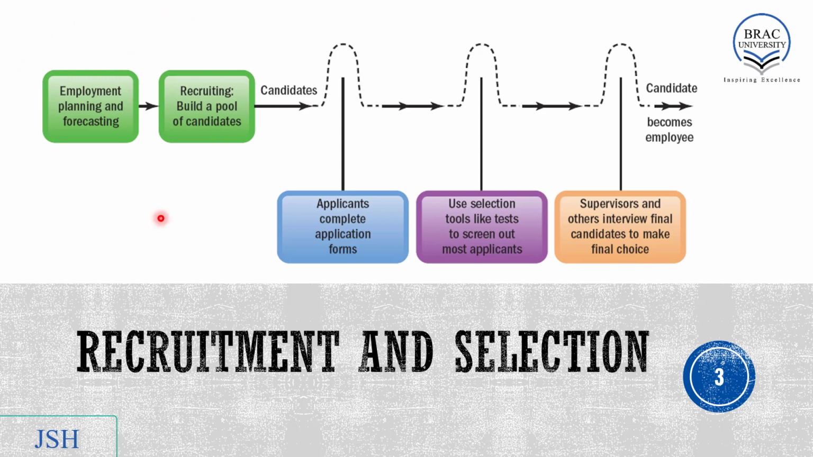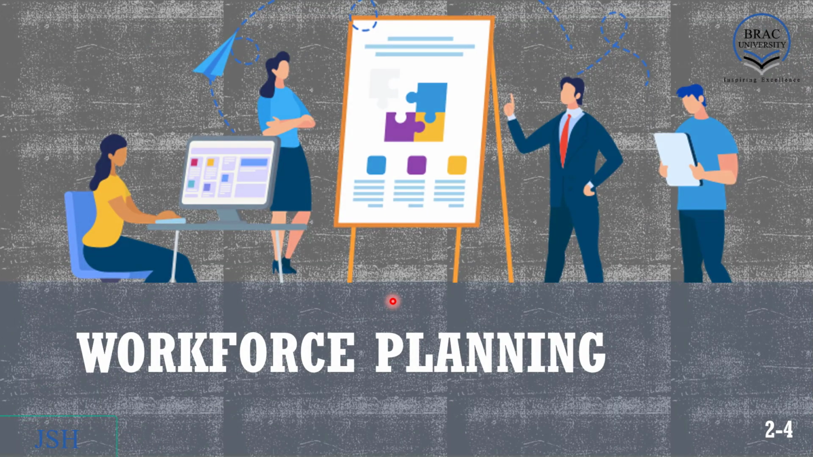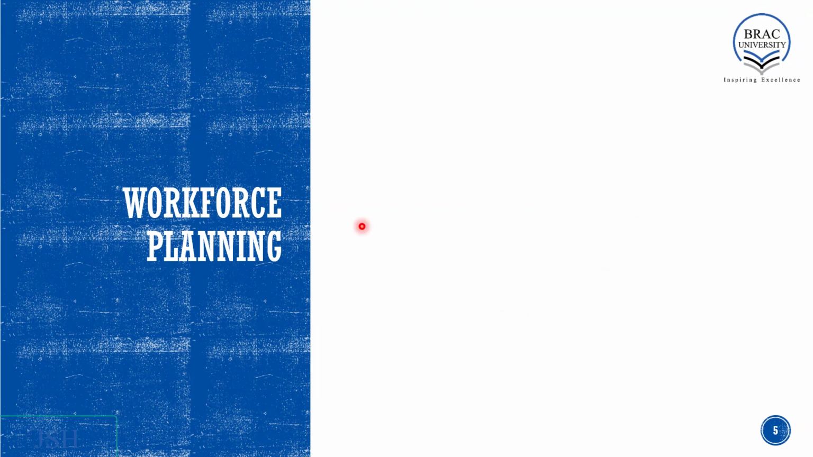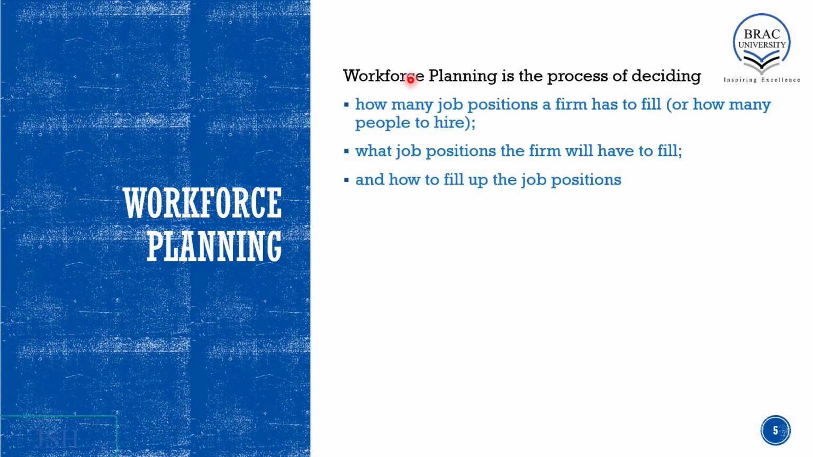So as promised, let's start our discussion on employment planning, which is also known as workforce planning. Now, this slide contains the formal definition of workforce planning. And I guess it's a pretty straightforward definition. So here goes the formal definition. Workforce planning is the process of deciding these 3 things. So again, workforce planning is the process of deciding, first, how many job positions a firm has to fill or how many people they have to hire. Second, what job positions the firm will have to fill. And finally, how to fill up those job positions.